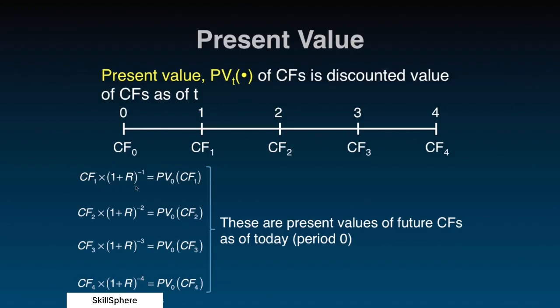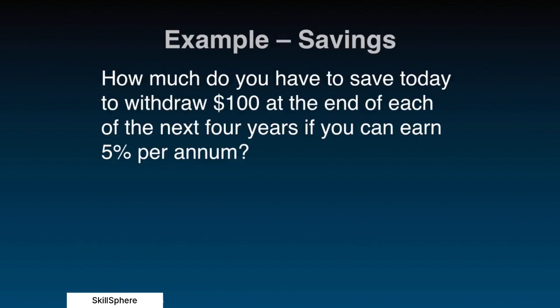Present value of a cash flow is the discounted value of the cash flow as of period T, or in this case, period 0. And the notation is just that. Present value as of period 0 of cash flow 1. Present value as of period 0 of cash flow 2. It's just some notation that'll be useful as we move throughout the course. Let's do an example. How much money do you have to save today to withdraw $100 at the end of each of the next 4 years if you can earn 5% per annum?